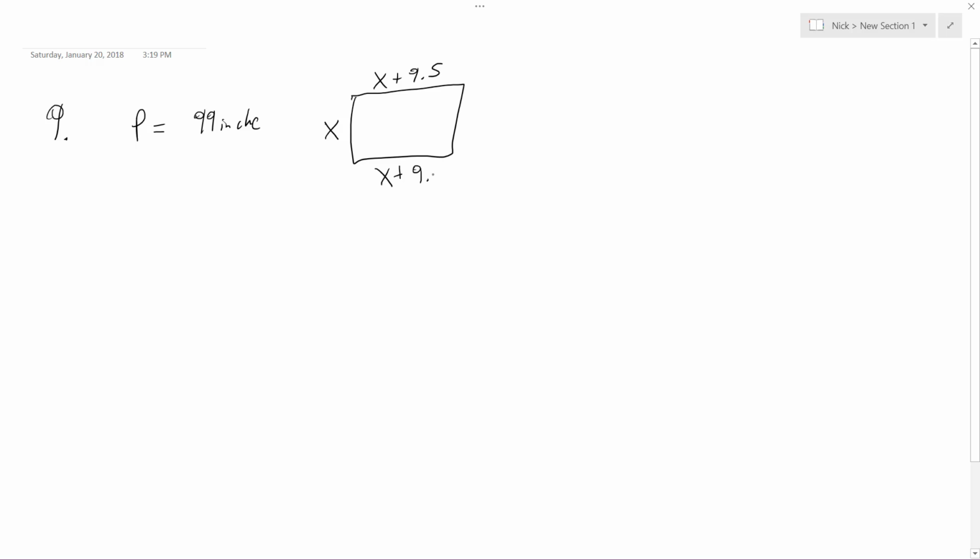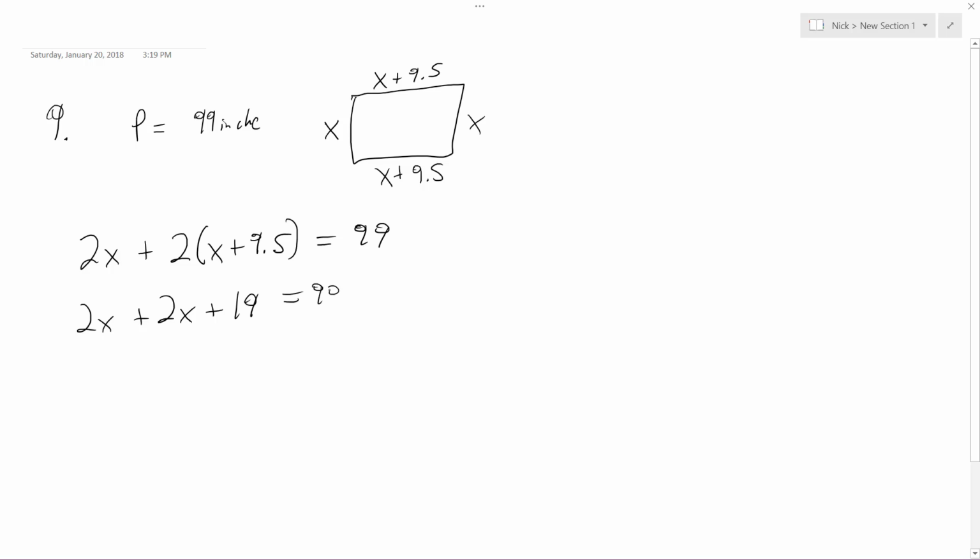So basically what's going to happen here is we're going to have 2x plus 2 times x plus 9.5 equals 99. So what we'll have is 2x, distribute the 2, so 2x plus 9.5, which will be 19, equals 99. Add the two 2x's together, so 4x, and then subtract the 19. We end up with 80. So divide by 4, x is going to be equal to 20.